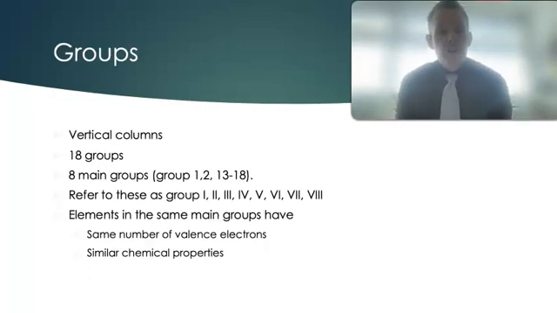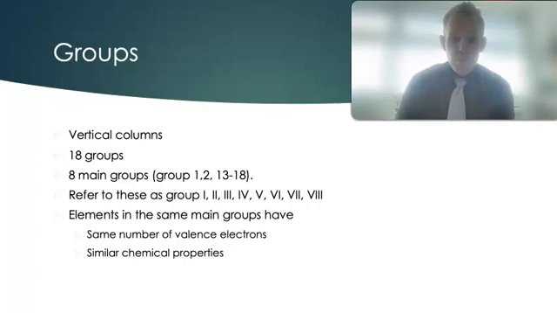Your groups, they're your vertical columns. There's 18 groups. There's 8 main groups, which are the 1 to 2, and we use Roman numerals to refer to them. Okay, but if we're just using standard numbers, it's just 1 through to 18. Elements in the same group have a couple of features in common. The main two are that they've got the same number of valence electrons and that they will have similar chemical properties.